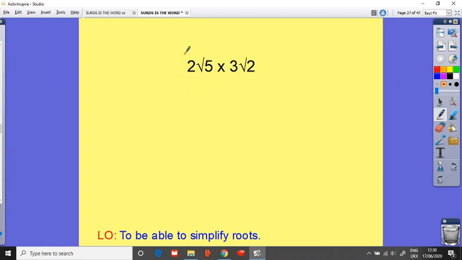Okay, this one here, the same rules apply really. I can't prime factorise 5 and 2 because they're the same, so it's just how I normally would do. I just do 2 times 3, which is 6, and 5 times 2, which is root 10.